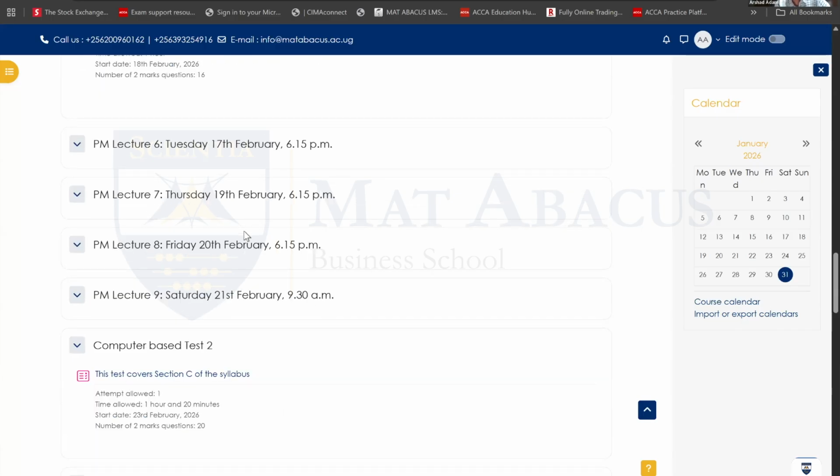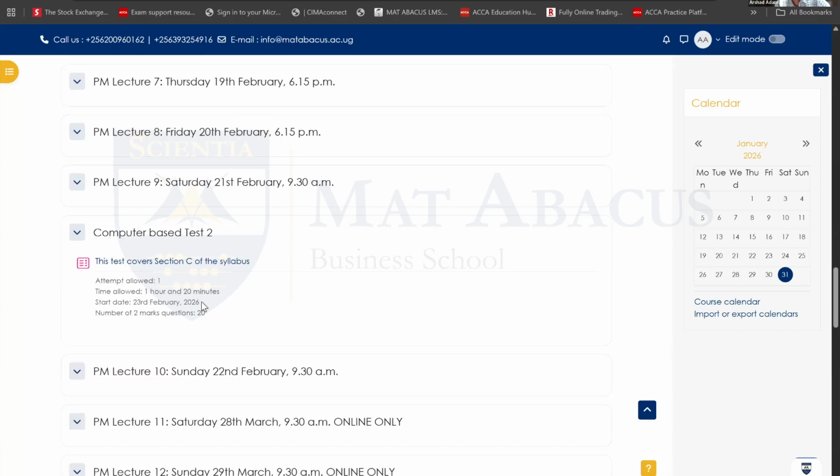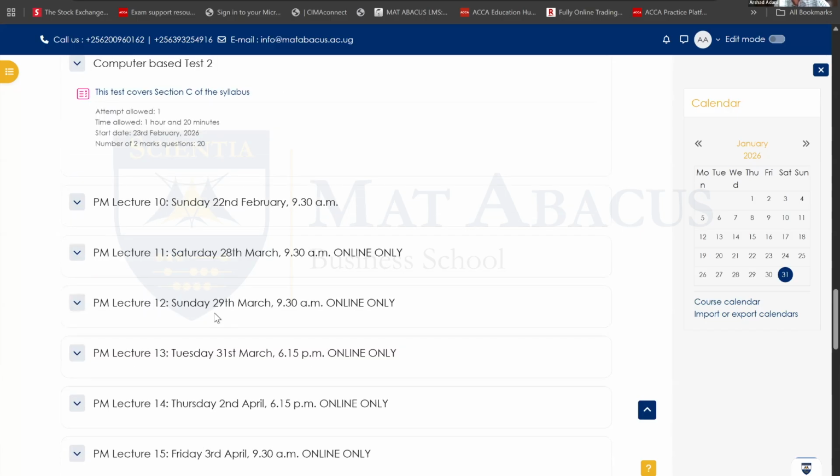Then there's test 2, which will be available from 23rd February. Again, when do you want to do it? Up to you. It's very flexible. You just have to have access to the LMS. You must be a registered student. You access it and everything is there. There'll be some more things here.